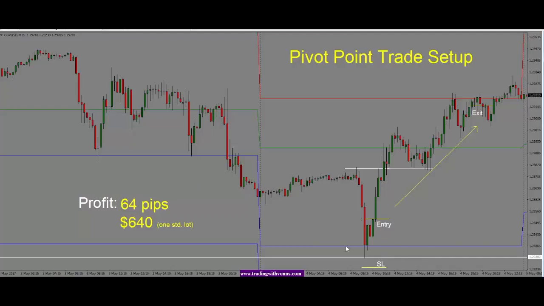So in this case, price comes into our S1 level, gives us a rejection pattern, which means it's making higher lows, and we have a bullish engulfing candle. This gives us an indication that the price is likely to move higher, so we can take our long entry at the close of this bullish engulfing candle, and then we stay with the trade as long as price is moving higher. Once the price looks like it's going sideways, we can exit the trade. From entry to exit here, we have 64 pips in the trade or $640 if trading one standard lot.